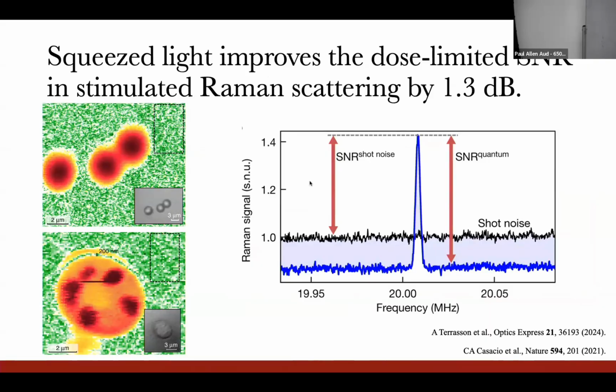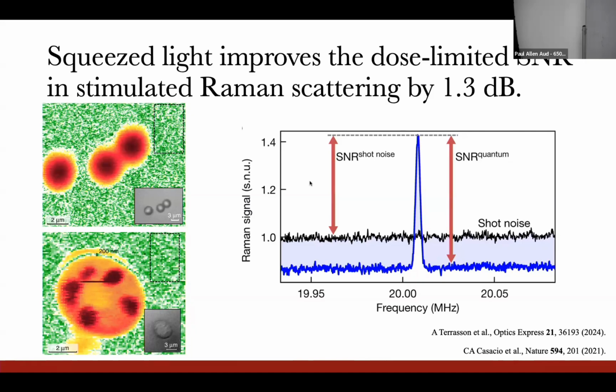They've demonstrated a state-of-the-art SRS microscope using squeezed light. So they do imaging of polystyrene beads, but also these yeast cells with effective squeezings on the order of 1.3 dB, signal to noise enhancement. And this comes from the suppressed fluctuations in the optical field due to the squeezing.